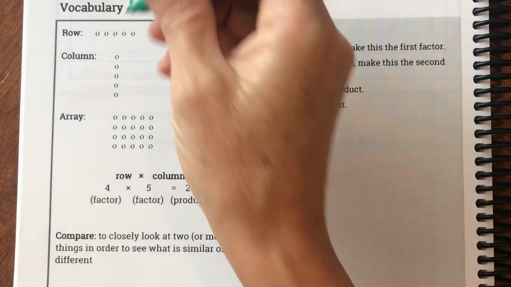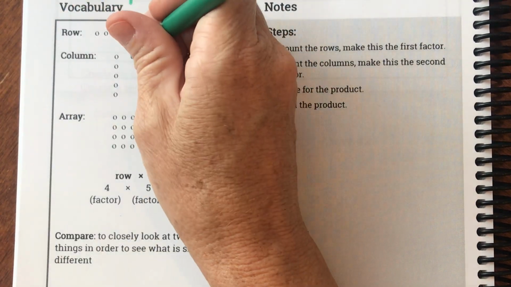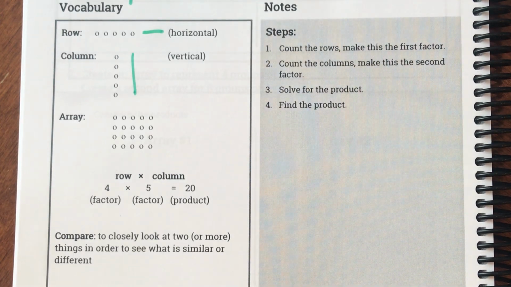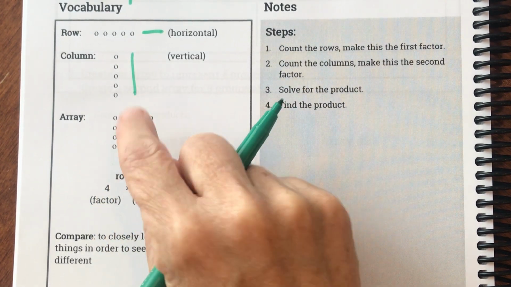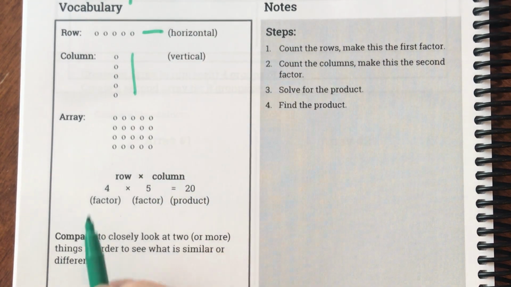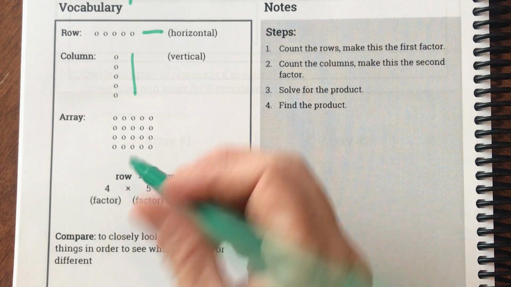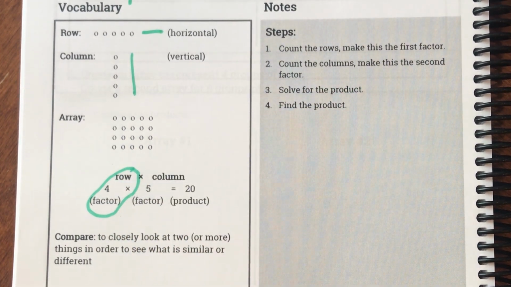They're just reminding us that a row is horizontal and a column is vertical. And our array is when we put them all together and we count them. Okay, they're also reminding us that our first factor tells us how many rows there are.